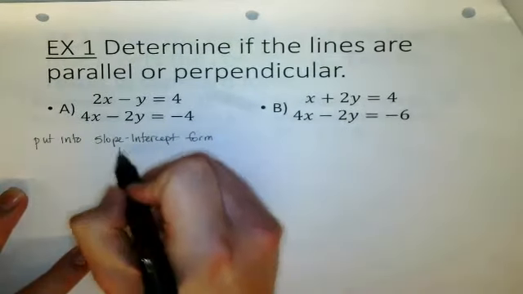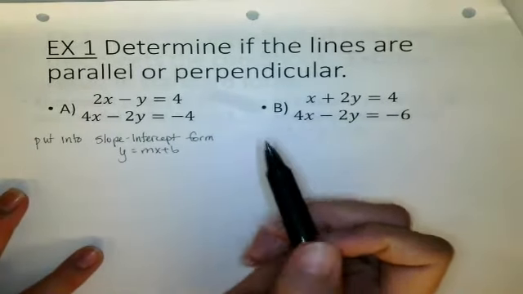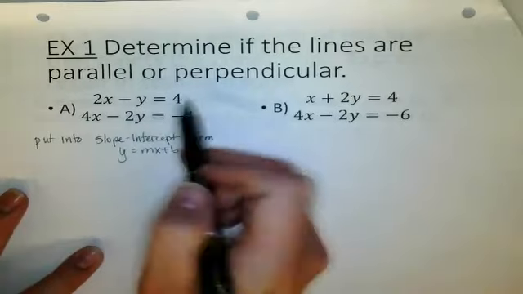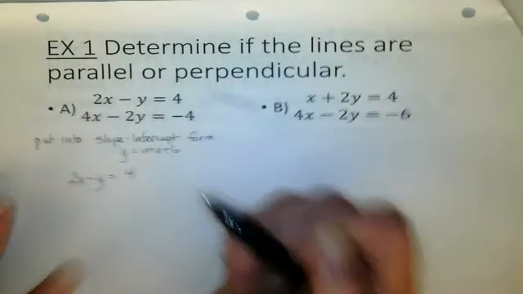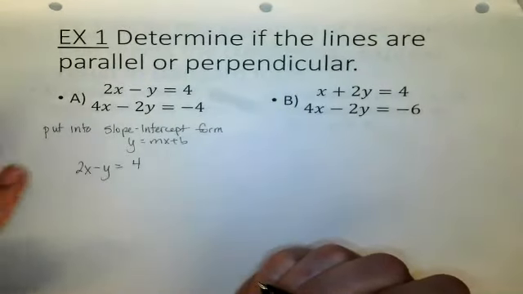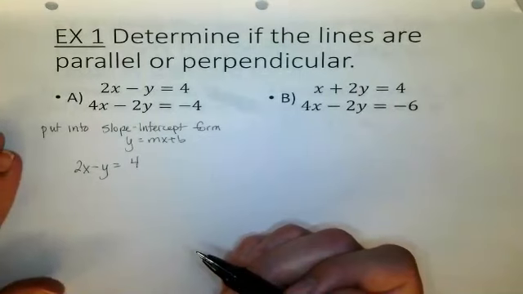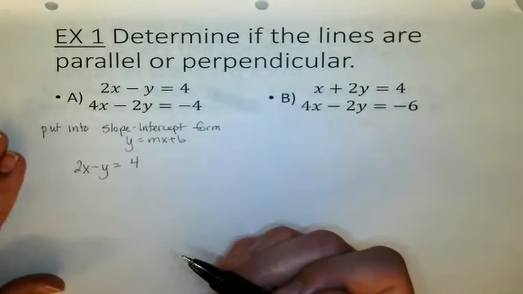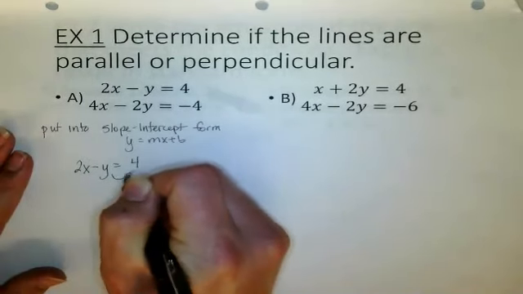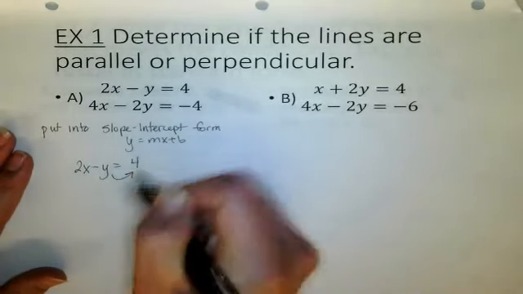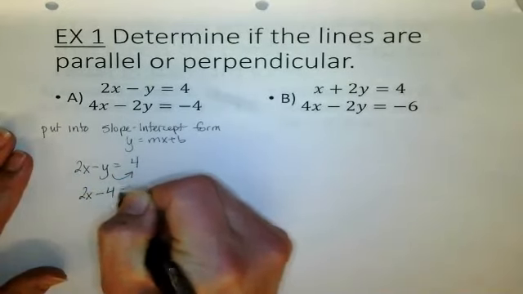So slope-intercept form is y equals mx plus b. All right, well, we can do that. Let's see if we can do that with the first one here. So 2x minus y equals 4. And if I want to put it in slope-intercept form, what can I do? Nice. Add the y to the other side. And so we're going to move that y over. And then we want to move the 4 also, right? So 2x minus 4 equals y.